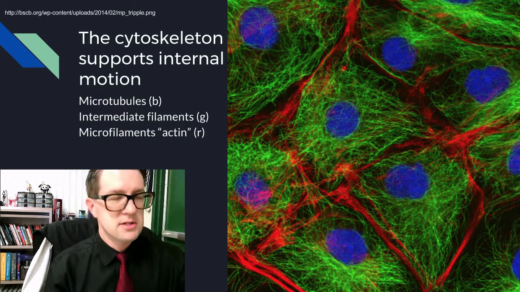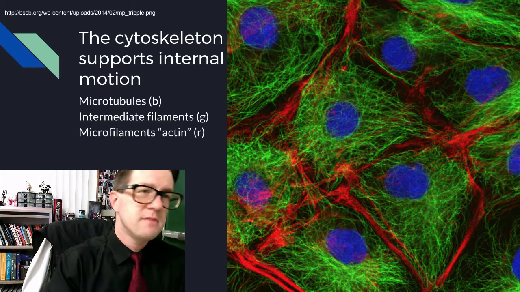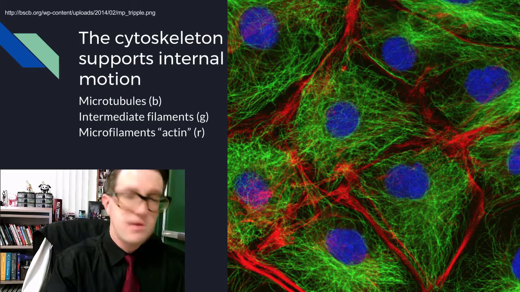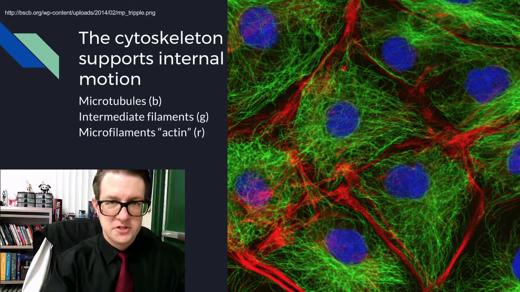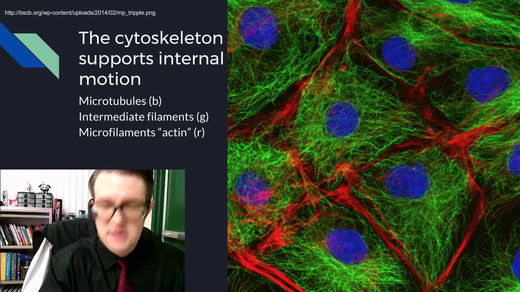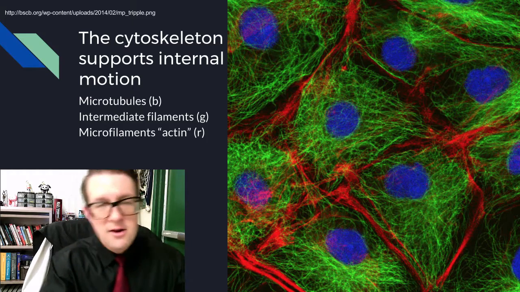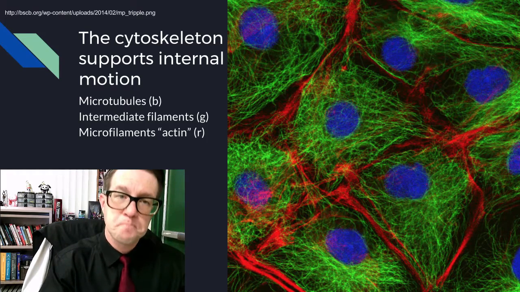So the screen has them listed, but the cytoskeleton does two things, basically. It provides a shape for the cell, and it also allows for motion of the cell, much like how our skeleton provides a structure for us, and it also allows for motion.